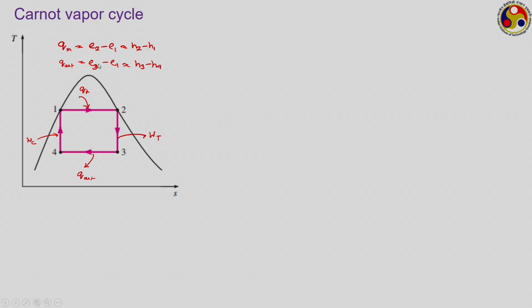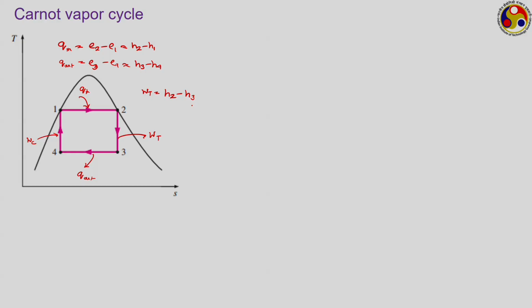How much will be the turbine work? Very simple, the turbine work will be equal to H2 minus H3. I have written correctly but said the wrong thing. We are assuming this process to be frictionless and adiabatic, so no heat transfer, no irreversible losses. So the work output that we can get is just the simple difference in the enthalpies, and the compression work requirement similarly will be equal to H1 minus H4.